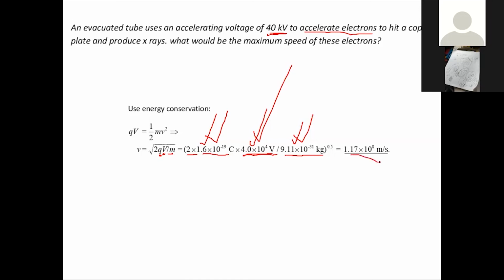You get 1.717 times 10 to the 8 meter per second. Wow, see the number? This is amazing. It's almost the velocity of light. In the order that fast.